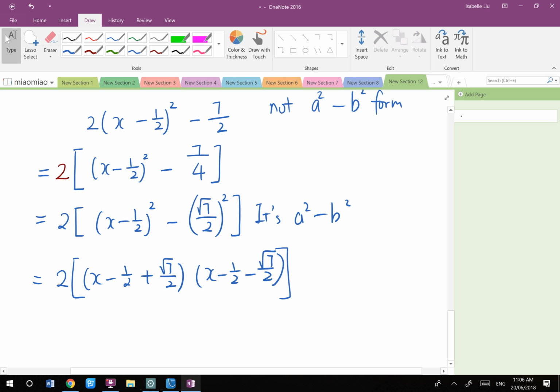Questions? So 3 functions on the calculator. You can solve it, you can factorize it, and you can complete square for quadratic. Okay? Solve, factorize, and complete square.